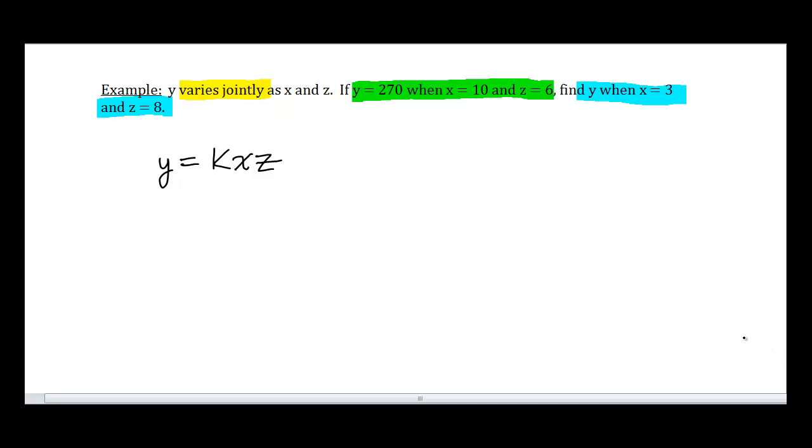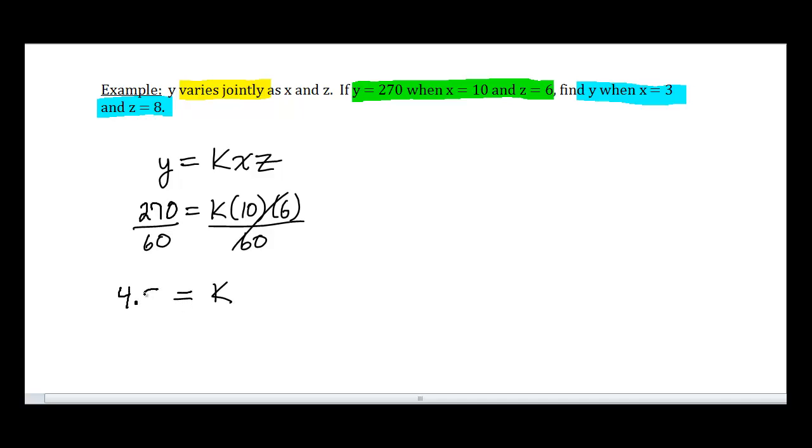Got to solve for K, so I'm going to have 270 equals K times 10 times 6. That's 60, right? So to solve for K, we can divide both sides by 60. And of course, those cancel. And so we get that K is the same thing as 4.5. And so instead of writing Y equals K times X times Z, we're going to have Y equals 4.5 times X times Z. And so now we can go to our second set of values and solve for Y, right? Which is what the problem is asking us to solve.